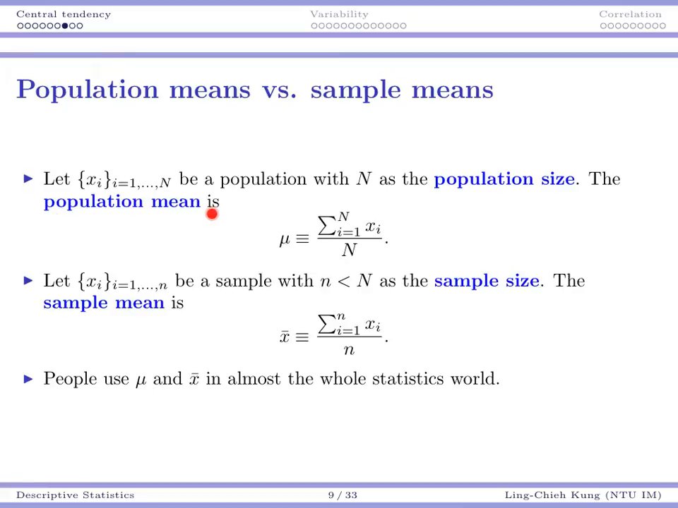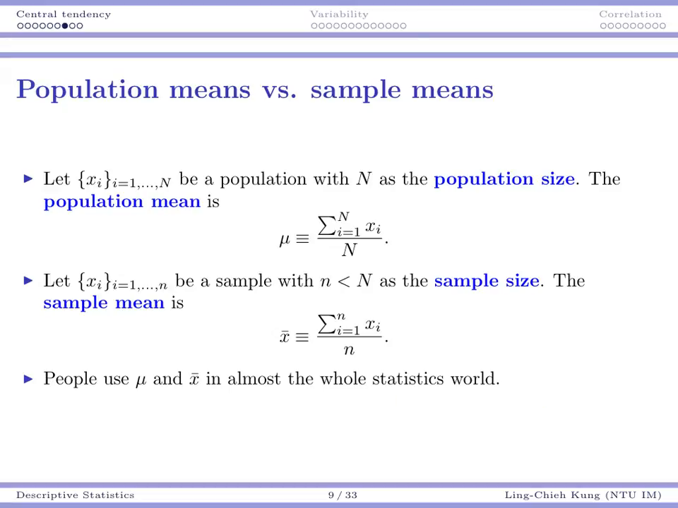Then the population mean is defined as mu, which is this formula, the sum of all the numbers divided by capital N. Suppose you have a set of sample data and the sample size is small n, then in this case we define the sample mean as x bar, which is the sum of n numbers divided by small n. Okay? Before we do further explanations, please keep in mind these 2 symbols, mu and x bar.